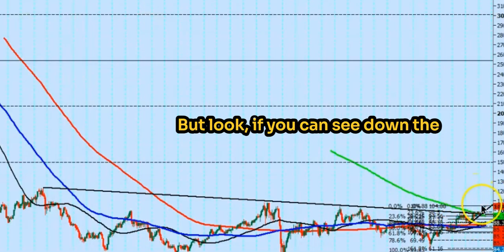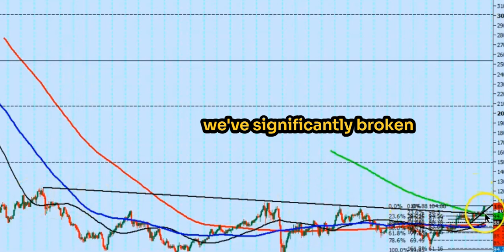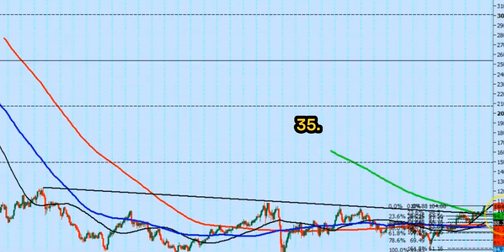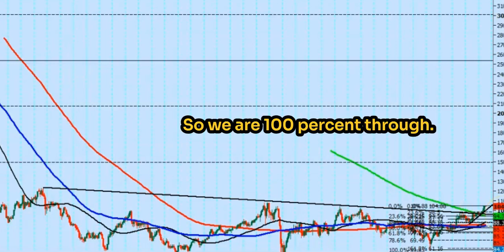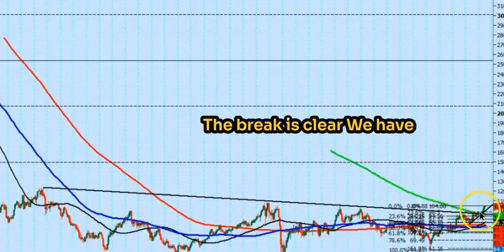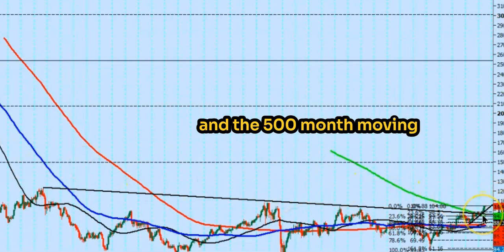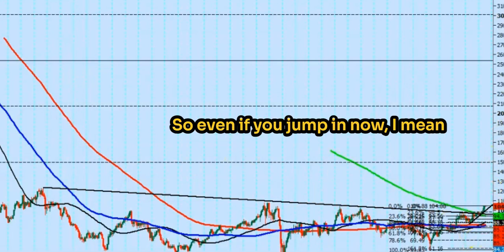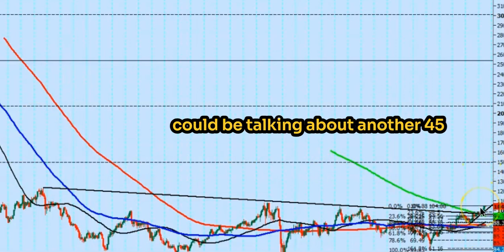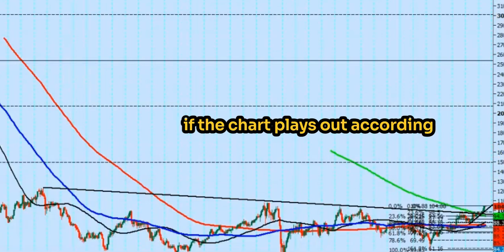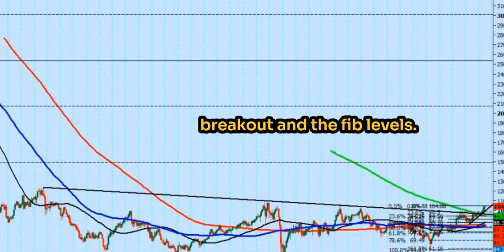But look, if you can see down the bottom here, we've significantly broken through the 500-month moving average, which was at 94.35. So we are 10 points above there. That's 1,000 pips. That's very significant. The break is clear. We have broken above the trend line and the 500-month moving average for a buy signal. And we're only 10 points above it. So even if you jump in now, I mean, we could easily get to 150. We could be talking about another 45 points to the upside, 1,500 pips if the chart plays out according to the breakout and the fib levels.